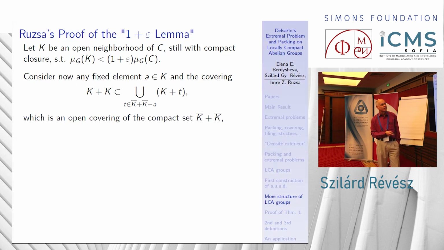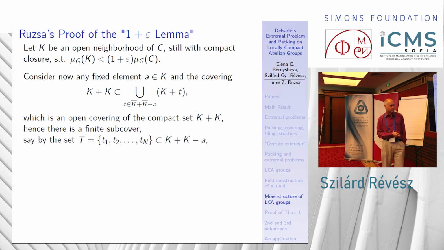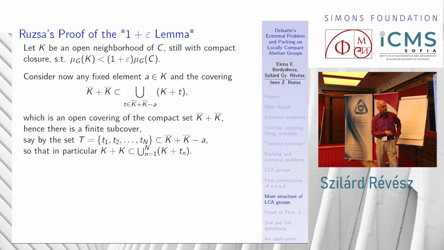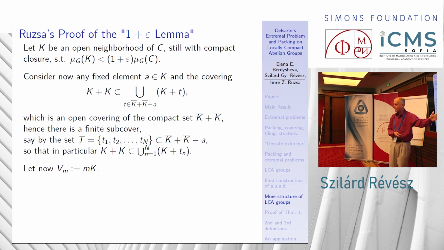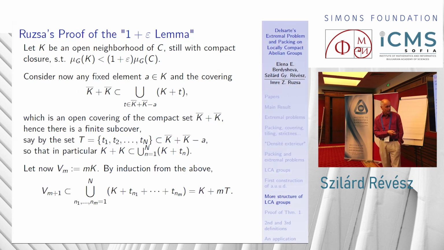So the point is that it is an open covering. There is a finite subcover. So take the T's which define the finite subcover. So that means that K plus K is contained in this set. Define V_m to be m times K, so m-fold addition. Then by induction, V_{m+1} is, okay, so K plus K is in K plus T, and you apply it m times, and you get this. It means that K plus m times T, the T set.